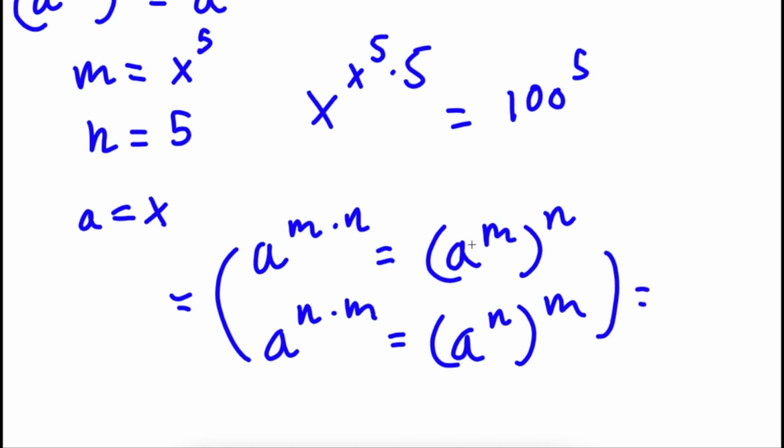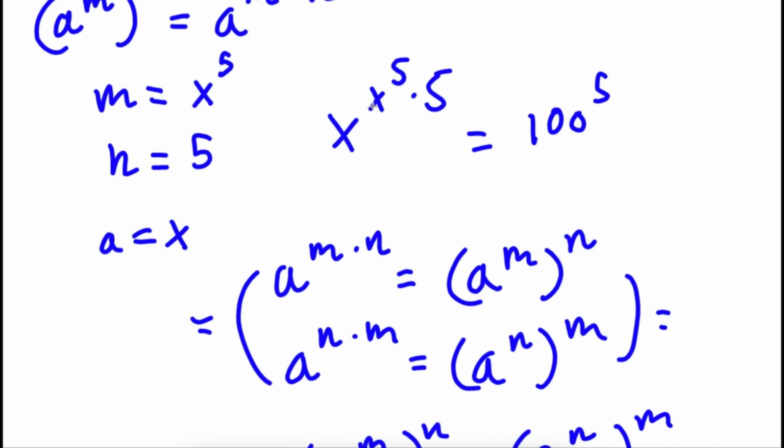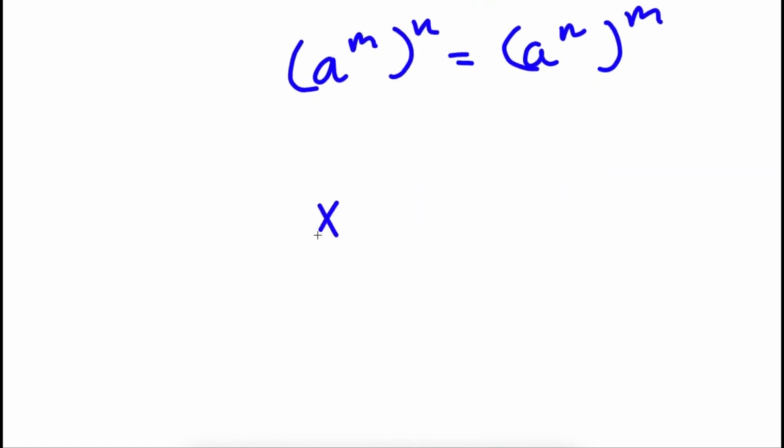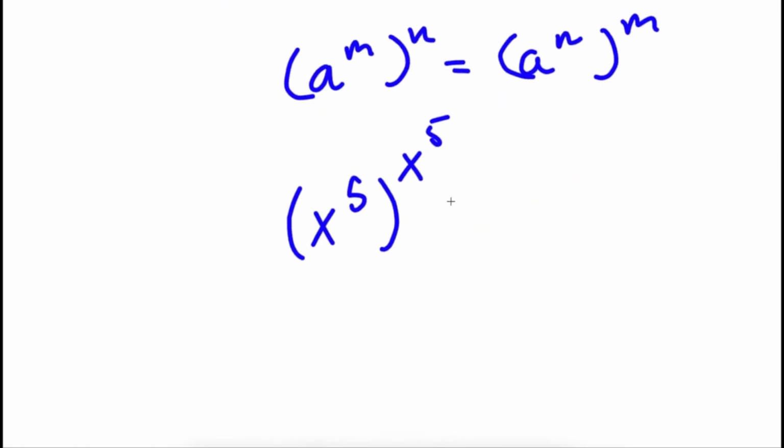Meaning, if I have something in the form a to the power of m to the power of n, I can also write this as a to the power of n to the power of m. So in this case, I have x to the power of x to the power of 5 times 5, and I'm going to rewrite this as x to the power of 5 to the power of x to the power of 5. And now this is equal to 100 to the power of 5.